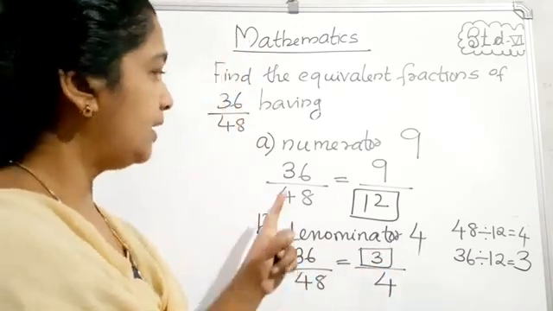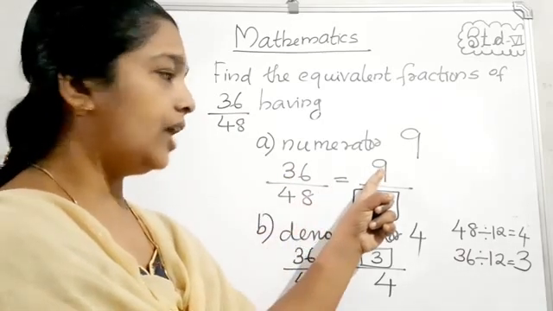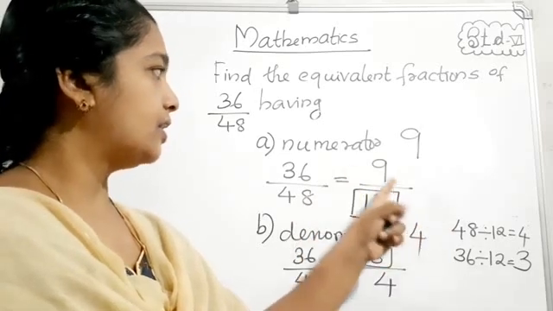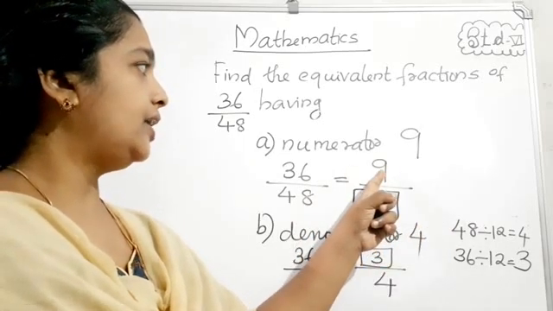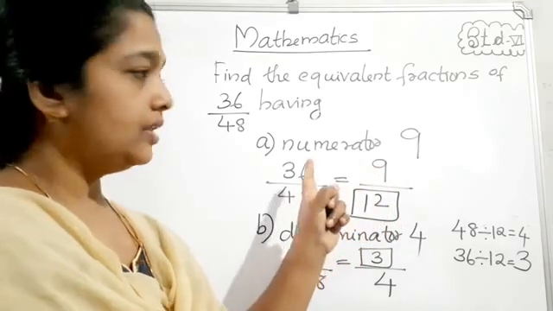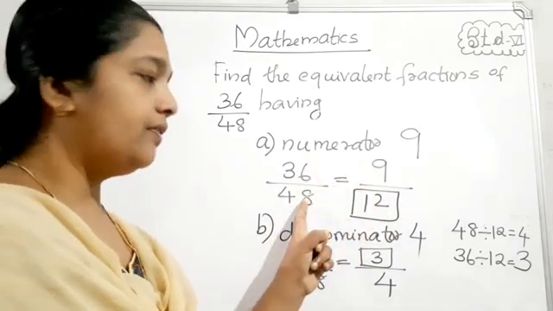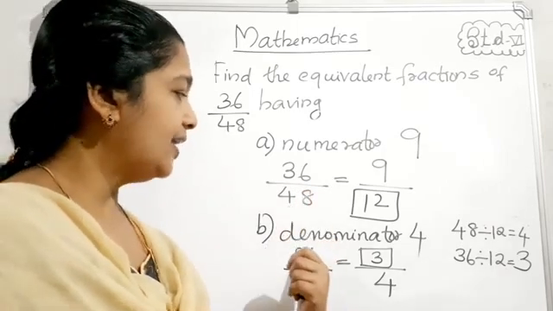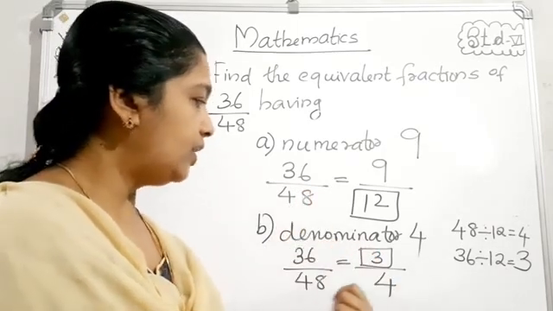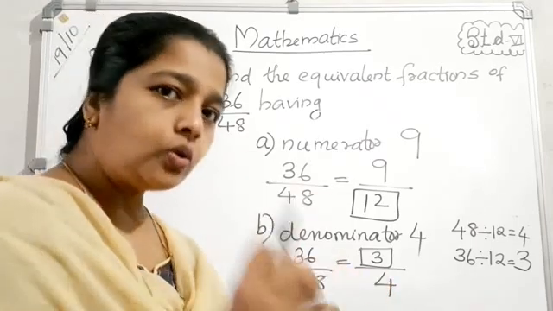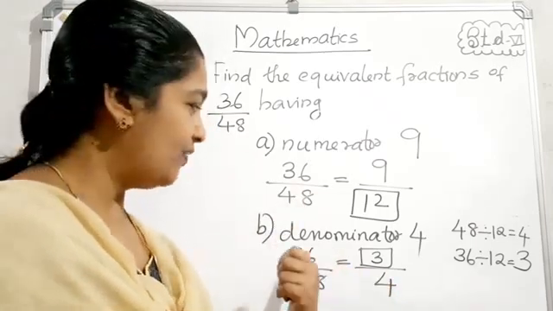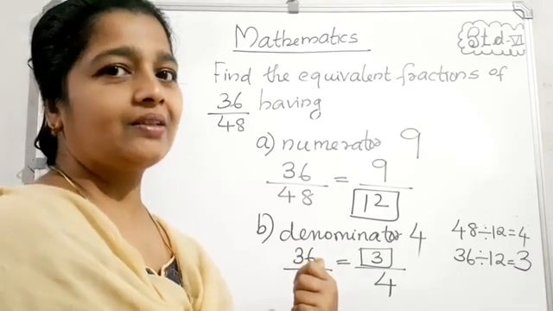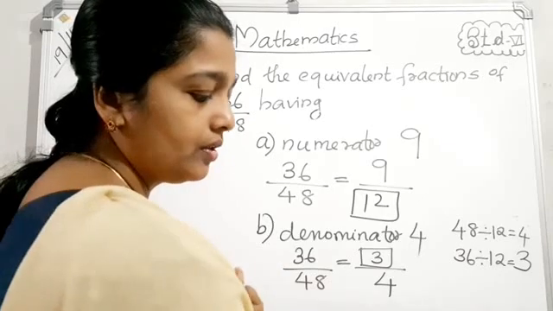Clear? Once more, any doubt, you must say the table of 9. 9 into 4 equal 36. 9 1s are 9, 9 2s are 18, 3 is 27, 9 4s are 36. Therefore, that number you want to divide 48 by. Understand? Then here also you want to check 48 by 4. Then using that number, you want to divide 36. So you will simply get the answer. Clear? Yes. So, next one.